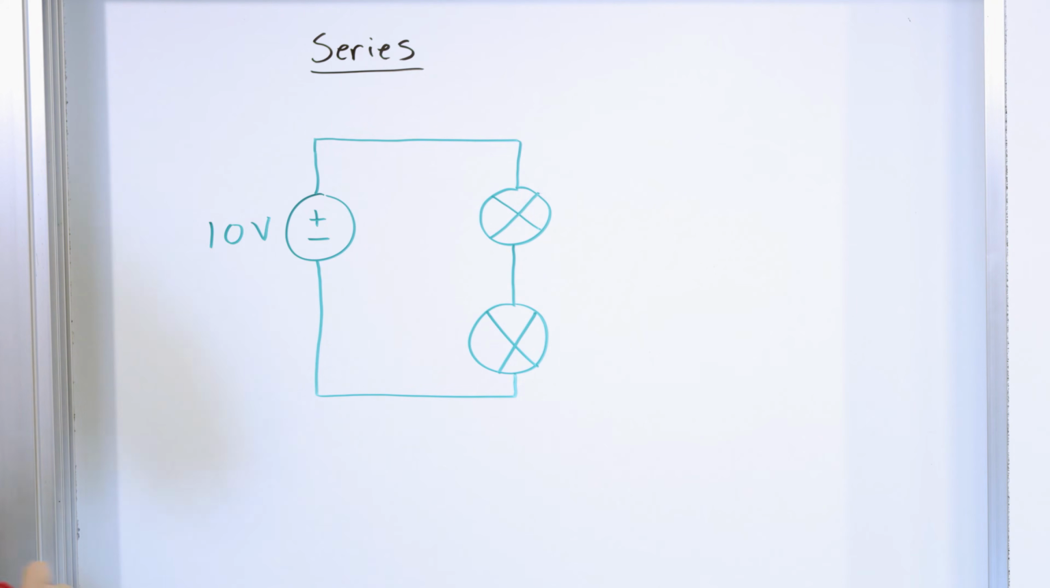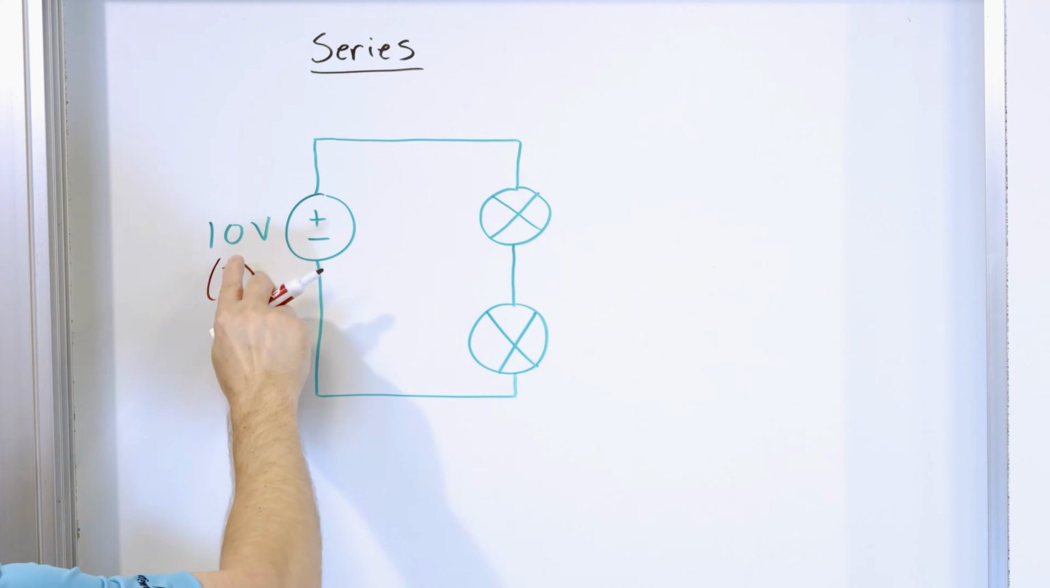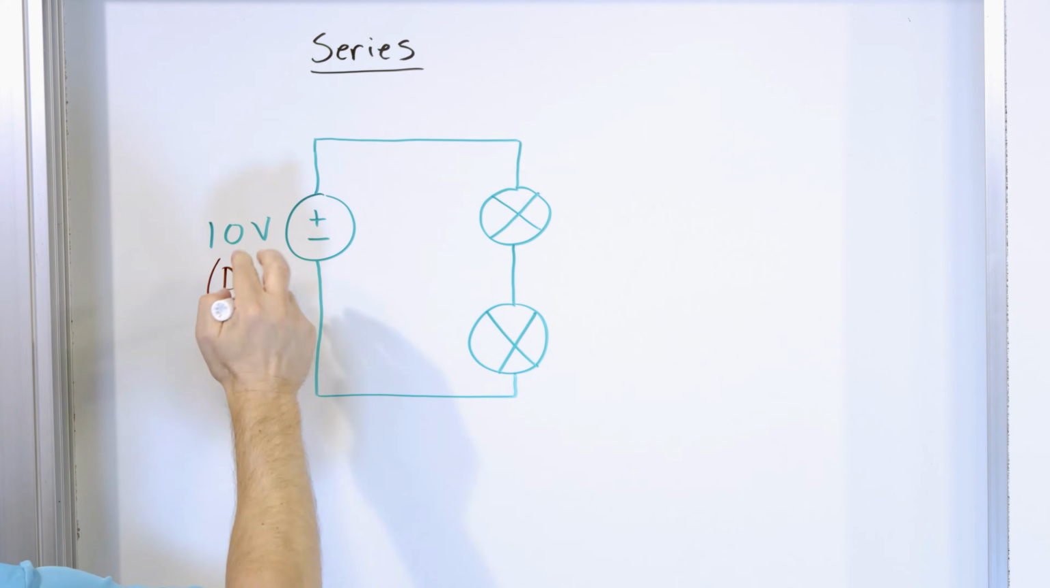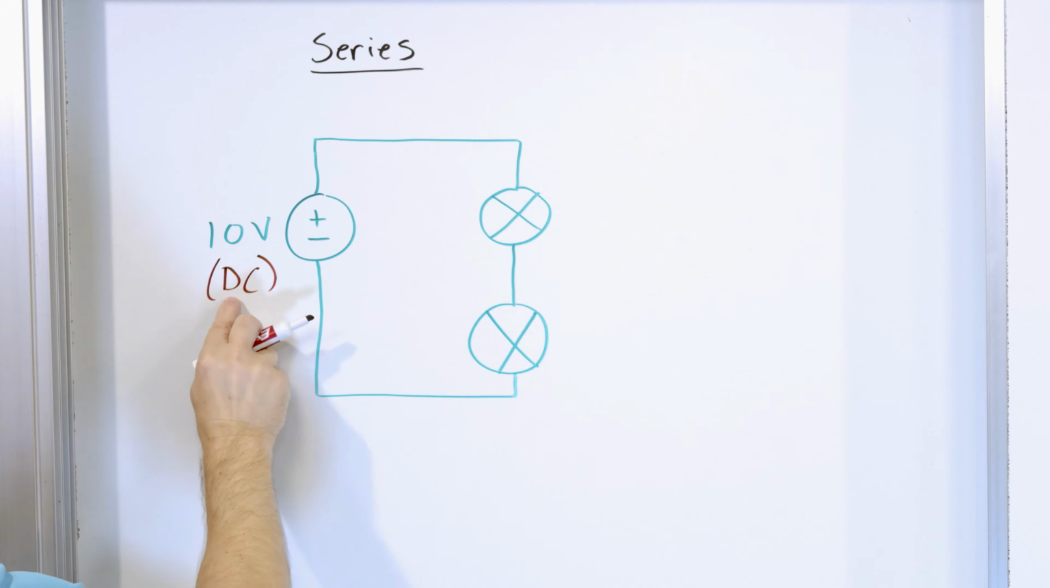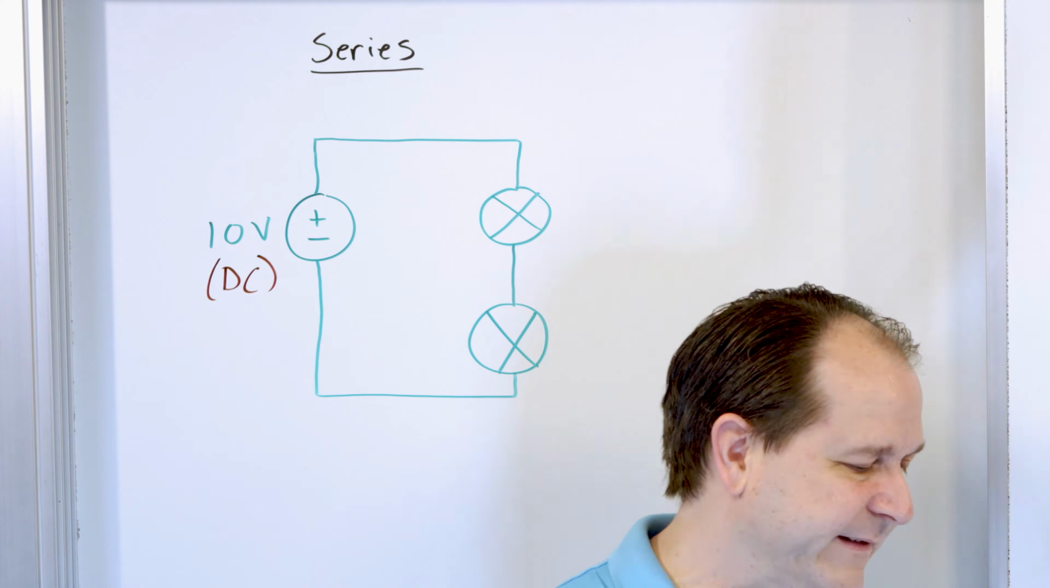And this is also a DC source, direct current. A DC source produces a direct, or constant, current. So the voltage never changes is what that basically means.